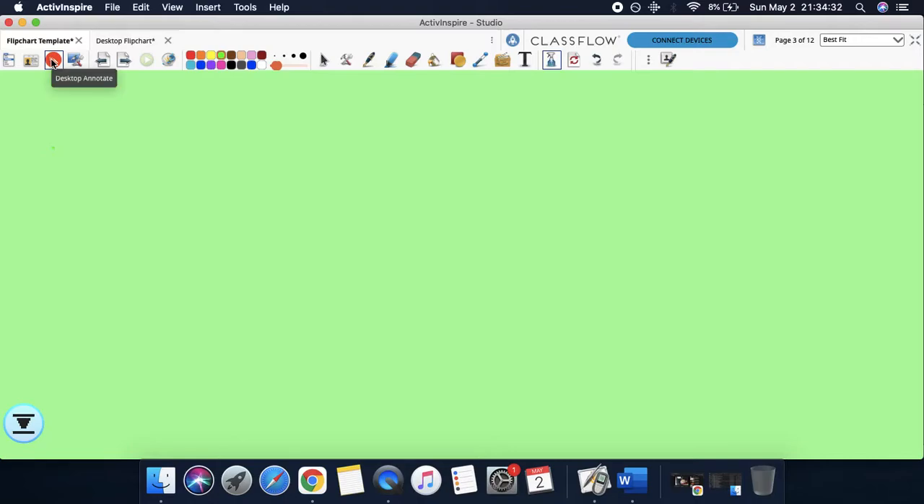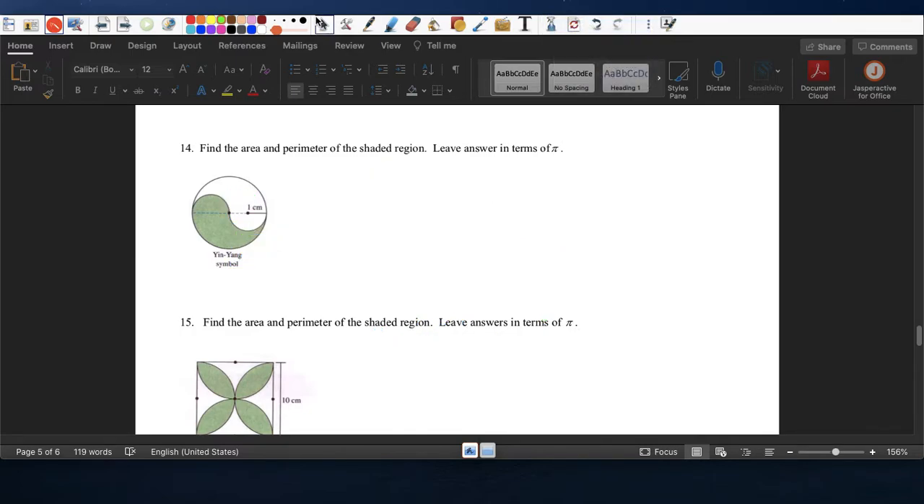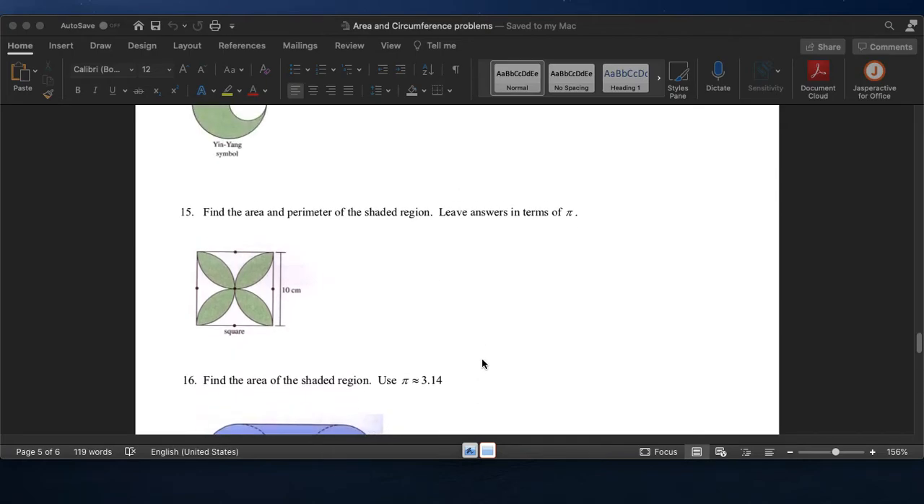So I guess I'm going to have to do part 2 here. Where were we? 15. Find the area of the shaded region. Okay, so let's see. Leave the answer in terms of pi.